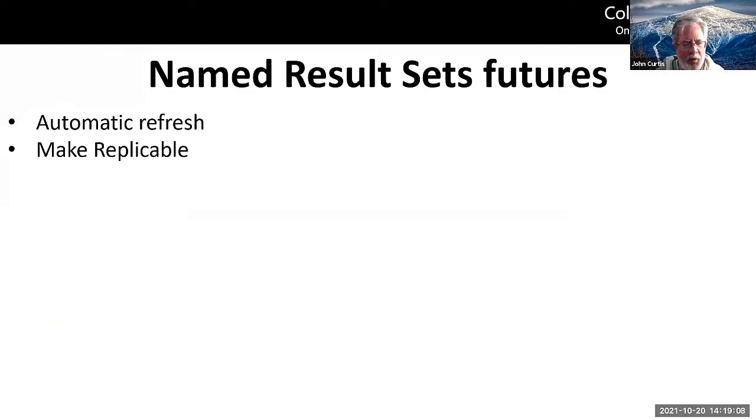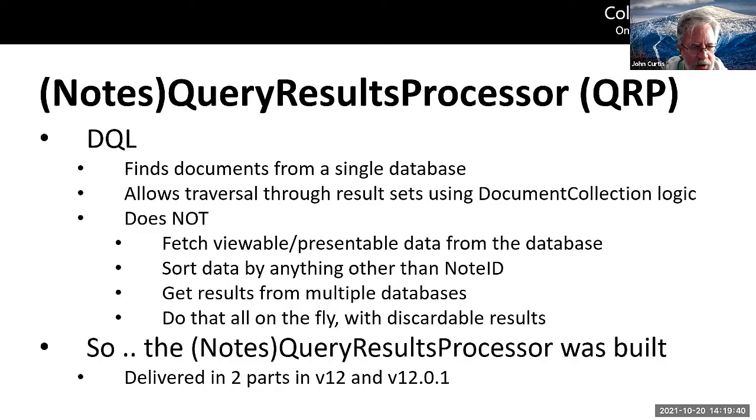So what we're talking about for the future, we do not replicate these right now because they have node IDs in them, and you know that node IDs don't replicate. So they do not replicate. They're on a particular instance of a database. That's how it works. And what we want to do is make them automatically refresh by storing the DQL that produced them. And we want to make them replicable so that they can be sent around and you have them across your servers, your cluster. Okay, so that's what's there.